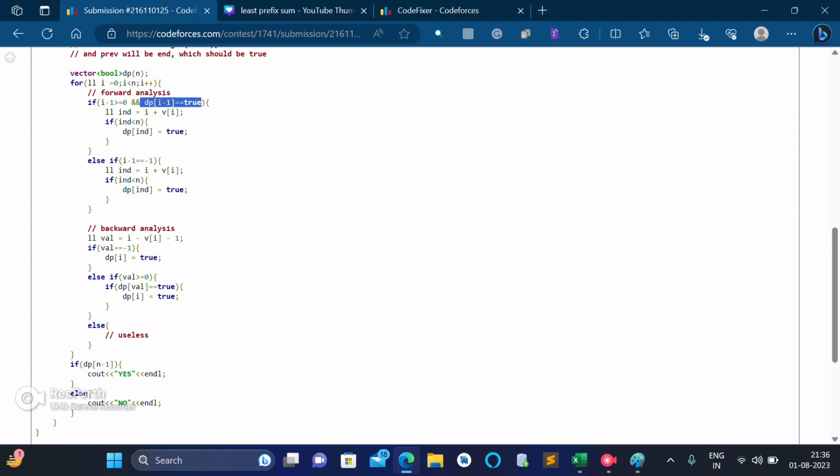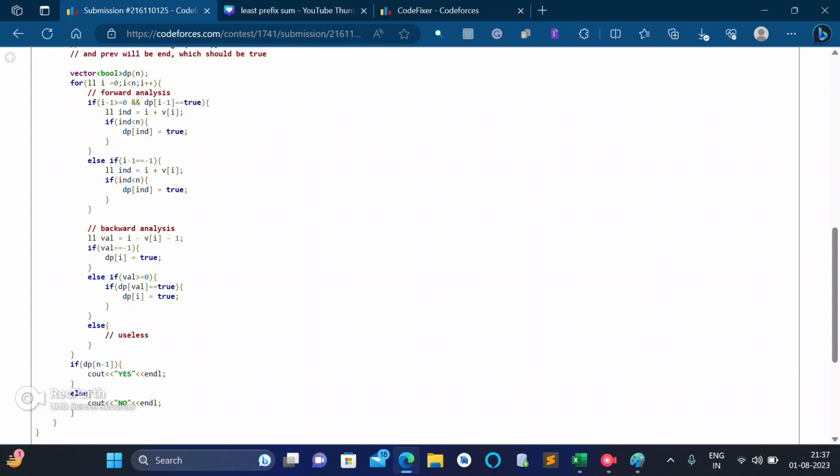So I have done: if i minus 1 is greater than or equal to 0 and dp of i minus 1 is true, then we find the index i plus vi, and if that index is less than n, we make that index true. If i minus 1 is minus 1, I've already said to consider minus 1 as true, because it means there are no sections at the back of it, 0 sections, and it properly follows the analysis. So I will mark dp of i as true.